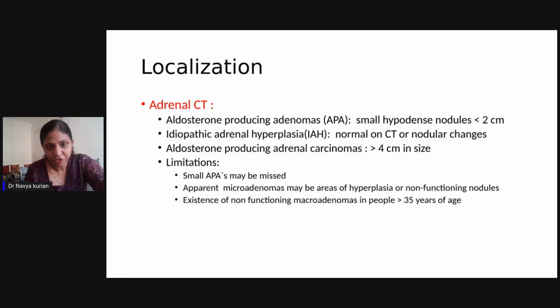Then for localization, adrenal CT will be done. There can be aldosterone producing adenomas. They will appear as small hypodense nodules of less than 2 cm. There can be idiopathic adrenal hyperplasia, which can be bilateral. In that scenario, CTs can be either normal or there can be nodular changes. There can be aldosterone producing adrenal carcinomas rarely, and they will be more than 4 cm in size.